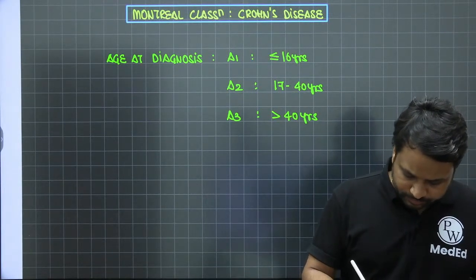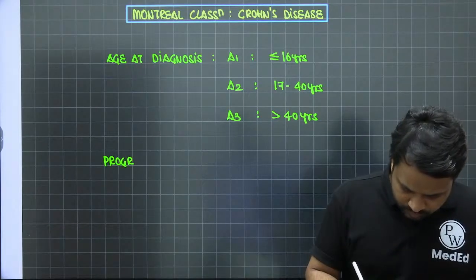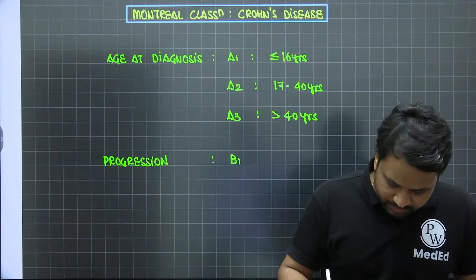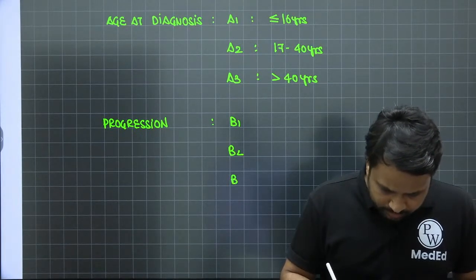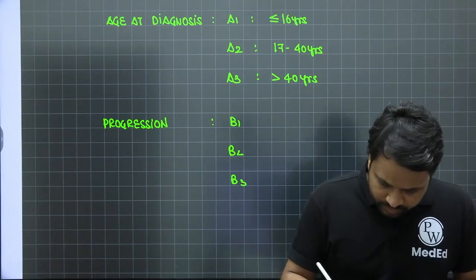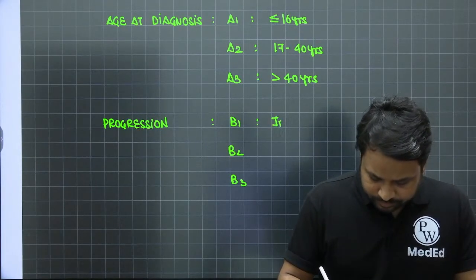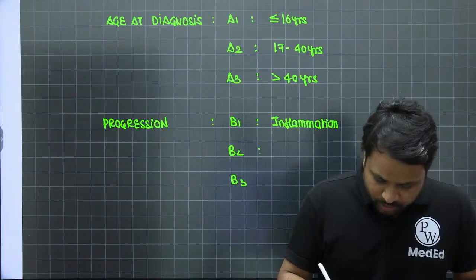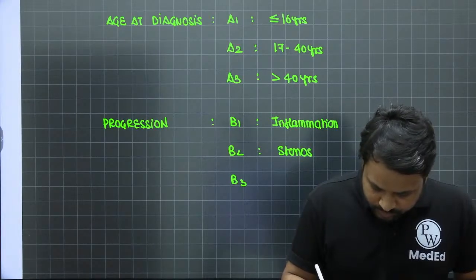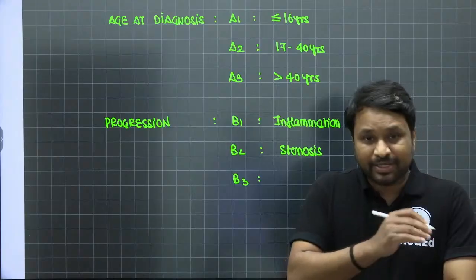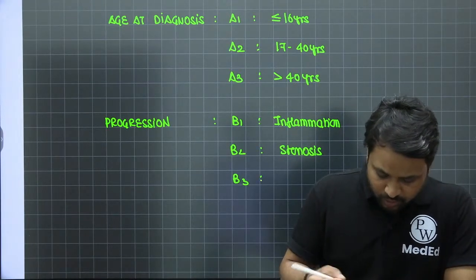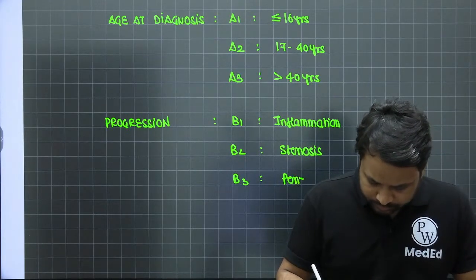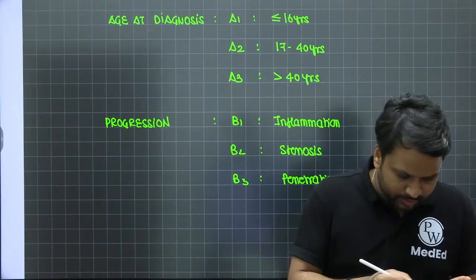Next is progression. The next factor is the progression of the disease. In the progression, we have B1, B2, and B3. In B1, there is only inflammation. B2, there is stenosis of the bowel wall. B3, there will be presence of fistulas that are going to be formed, and obviously serosal erosions which are present, so it is called penetration.